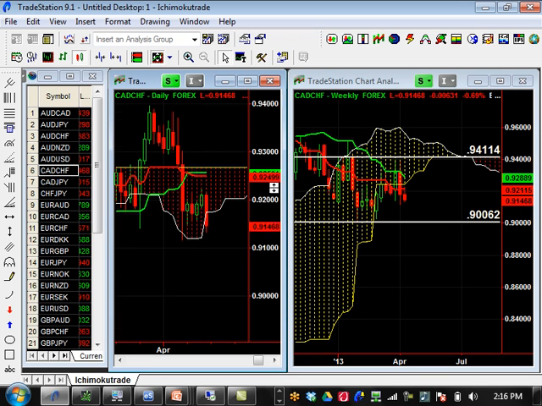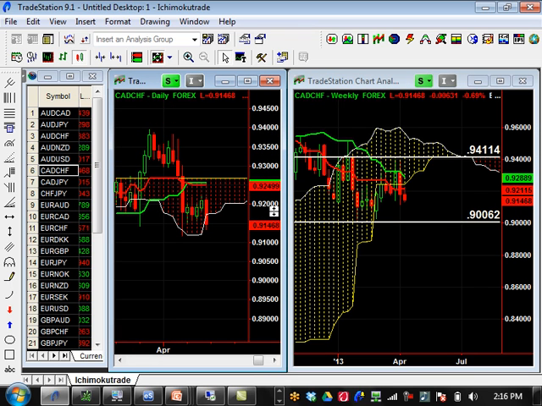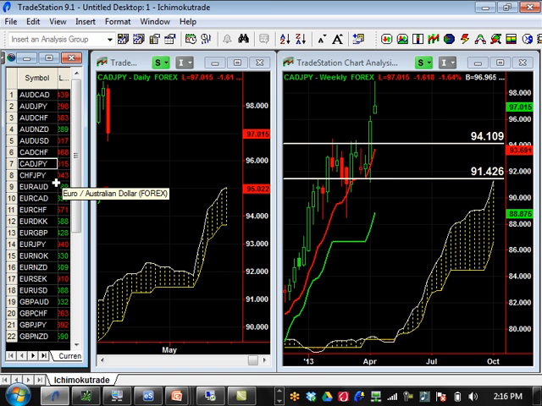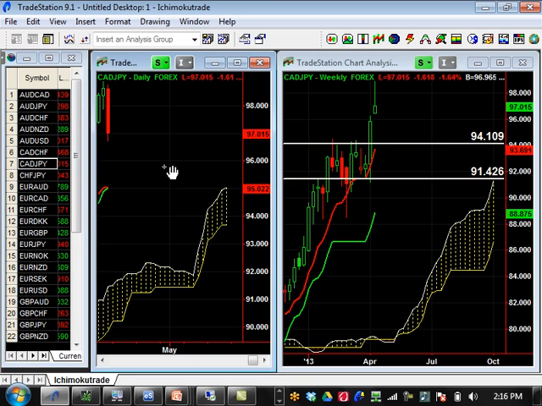Really hasn't started a trend at all. Reason why it's ranging between 90.06 and 94.11. CAD Yen, still very, very strong to the top side, as you can see here.